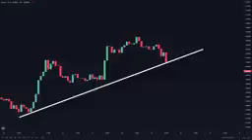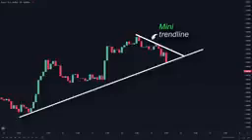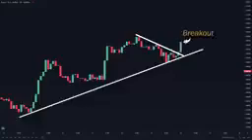A good technique that you can use to confirm a continuation pattern is by drawing a mini trend line right at the pullback. The next step is to wait for the price to confirm the continuation pattern by waiting for it to break out of the mini trend line. Once the pattern is confirmed, you take a buy position.